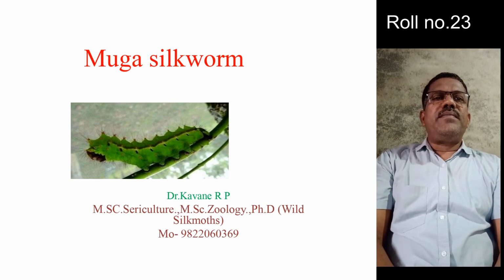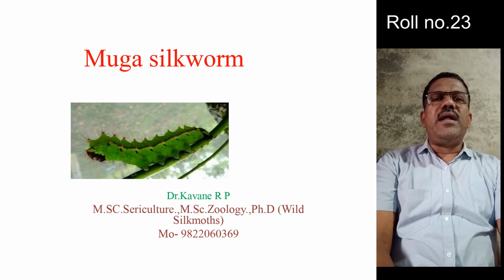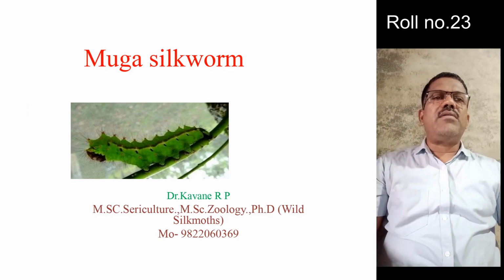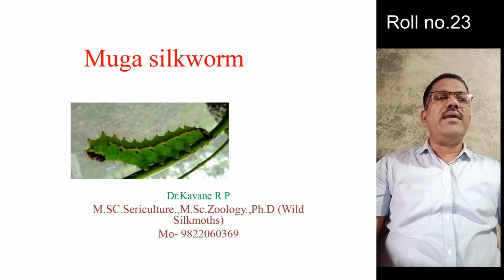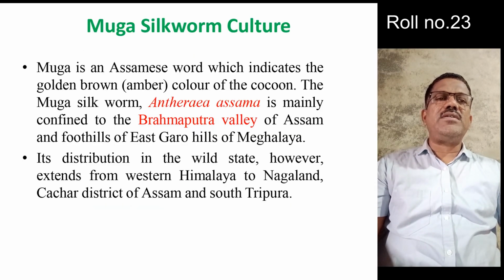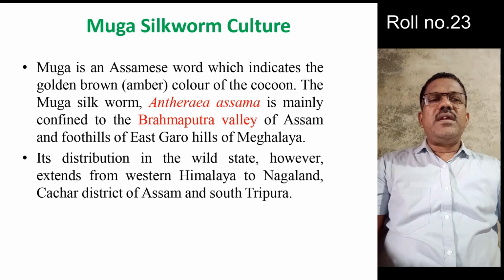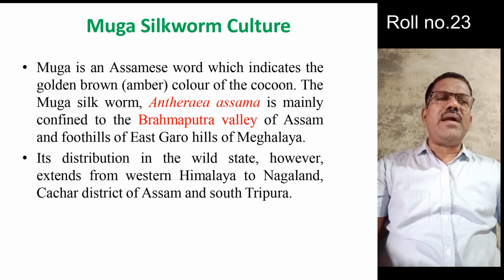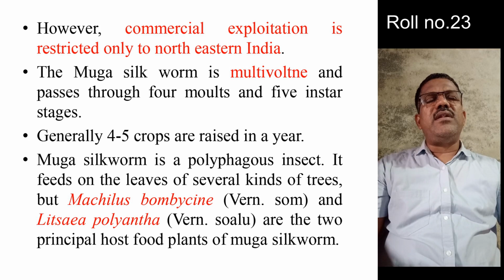Muga is an Assamese word which indicates the golden brown color of the cocoons. The muga silkworm, Antheraea assamensis, is mainly confined to the Brahmaputra valley of Assam and the garo hills and East Khasi hills of Meghalaya. Its distribution in the wild state, however, extends from the western Himalaya to Nagaland, coastal districts of Assam and south. However, commercial exploitation is restricted only to northeast India.